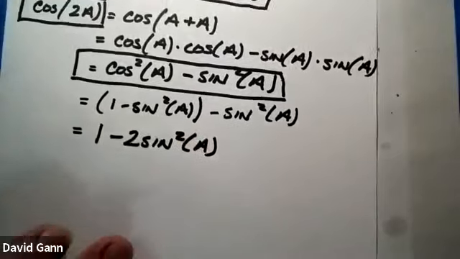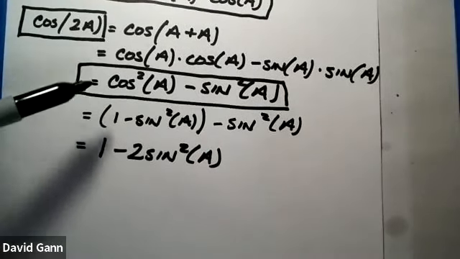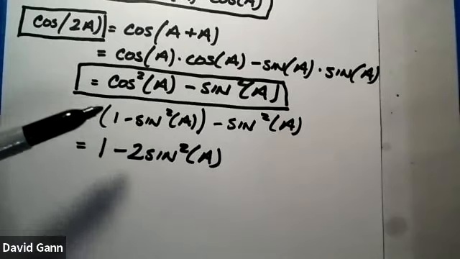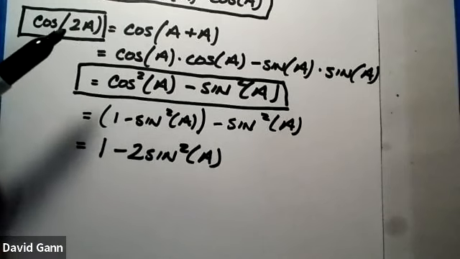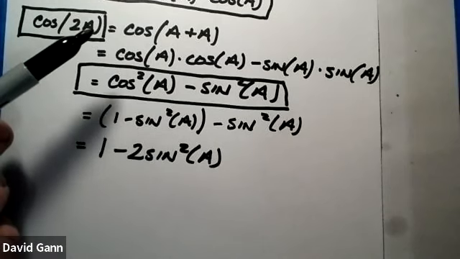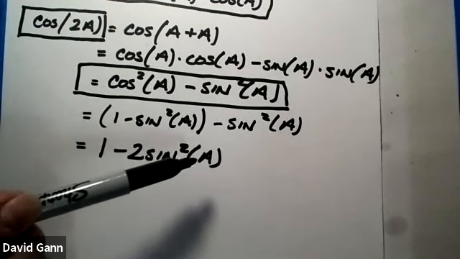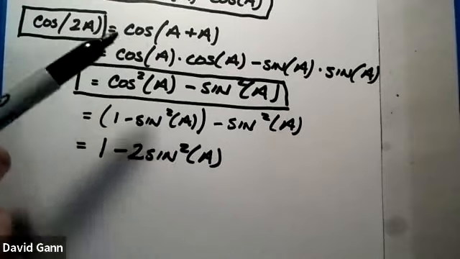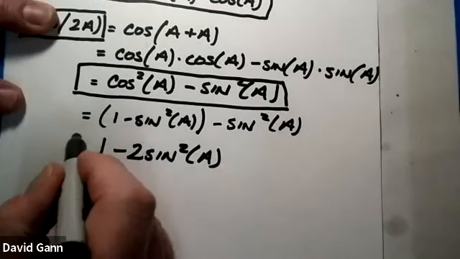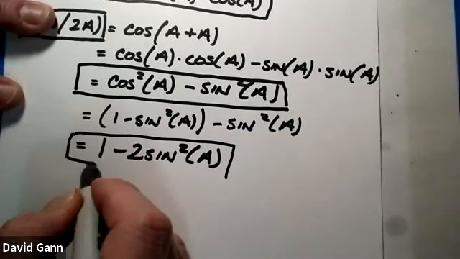So this is a second formulation for the cosine of a double angle, which is kind of neat because what we have now is a relationship between cosine of a double angle and sine of the regular angle. And what we're going to do in 5.6 is actually use this relationship to go backwards and look at half angles. Okay, so this is kind of useful.